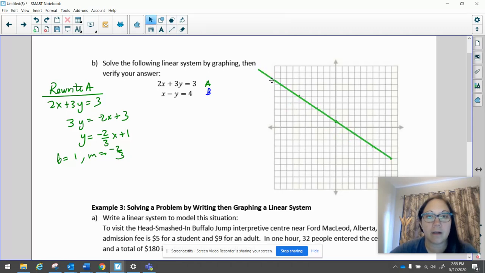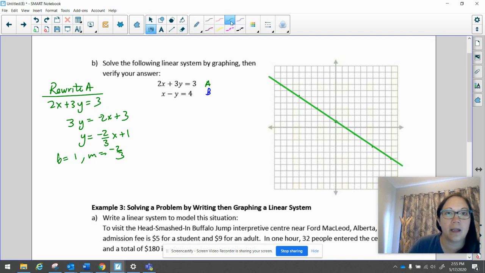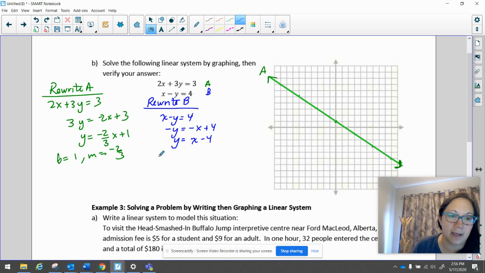So there is our first equation graphed. I'm going to label that with an A and make sure it has arrows on it. I'm going to go ahead and rewrite equation B. So x minus y is equal to 4. So negative y is equal to negative x plus 4. Divide each side by negative 1. And I get y is equal to x minus 4.